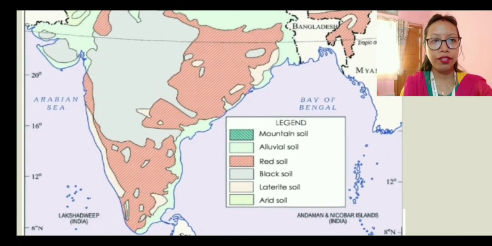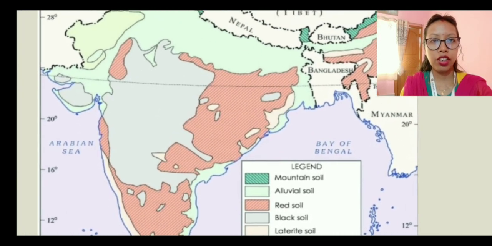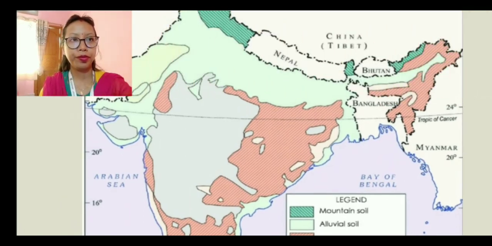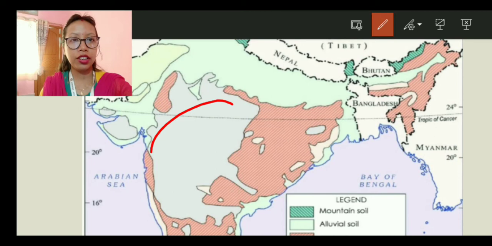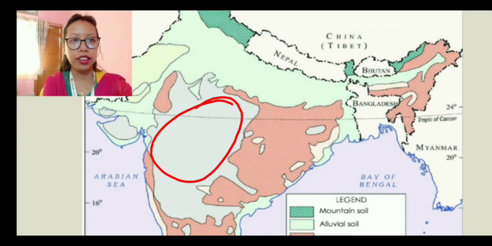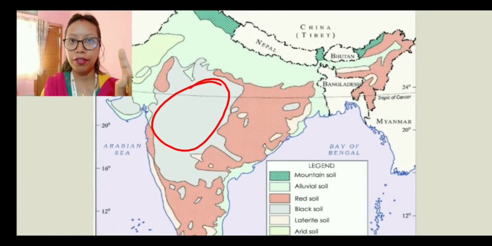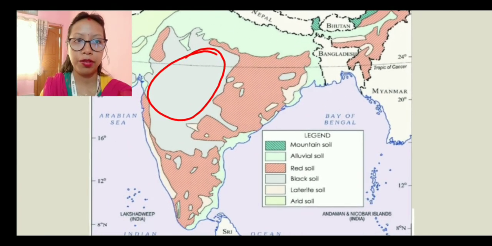Then we have the black soil. Black soil, you can see here in the Peninsular Plateau, this covers the black soil. That means this is the Central Highland where you are going to find the black soil. Black soil is not found all over the Peninsular Plateau, remember.